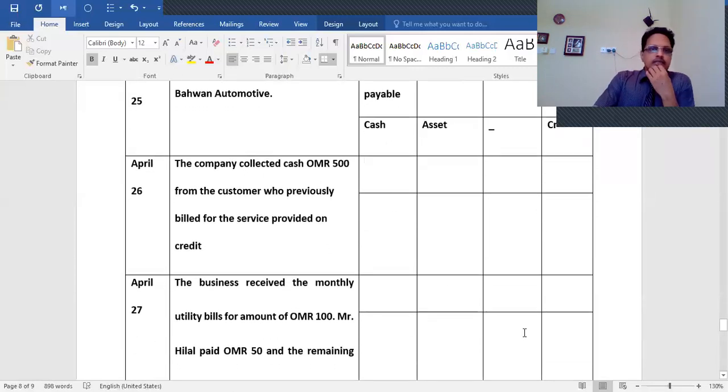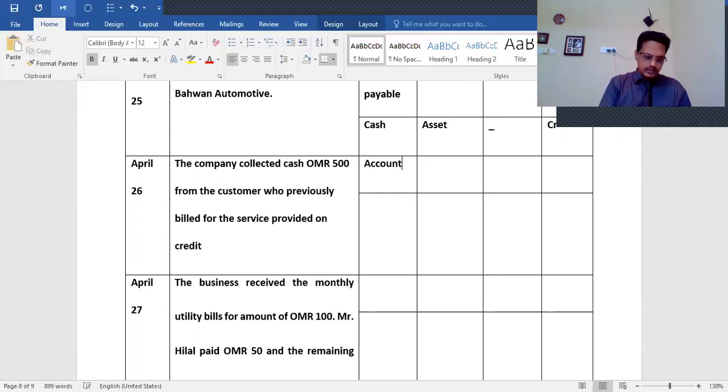Now the next one is: the company collected 500 from a customer who was previously billed for service on credit. Previously billed, billing is over. Income was recognized previously, so don't take it as income again. It is already recognized. Now you are getting money from the customer. So account receivable and cash.